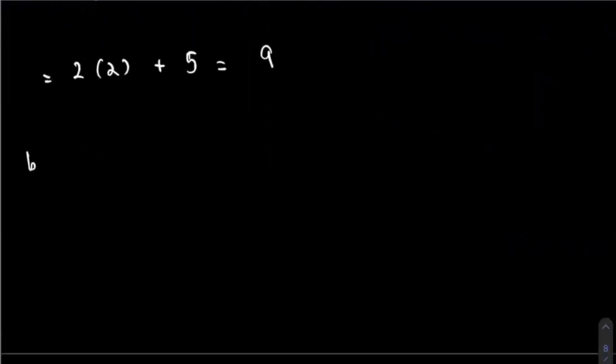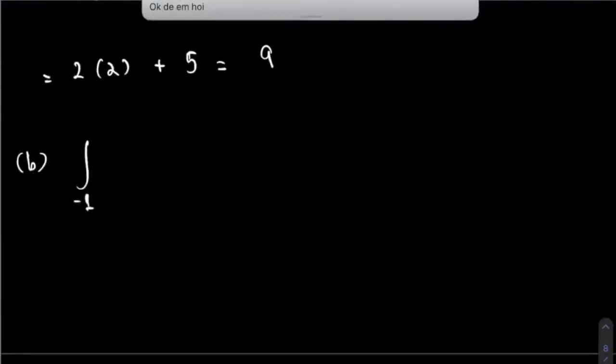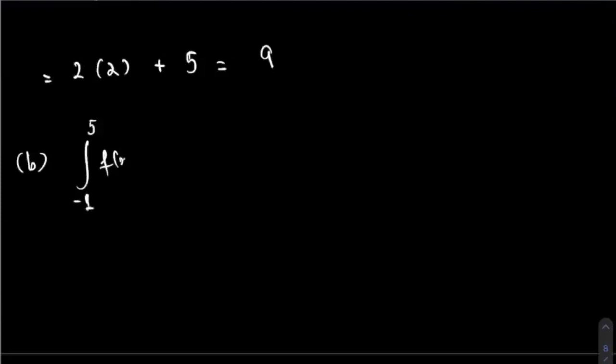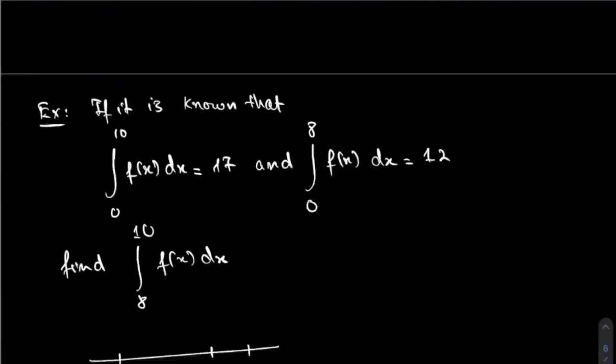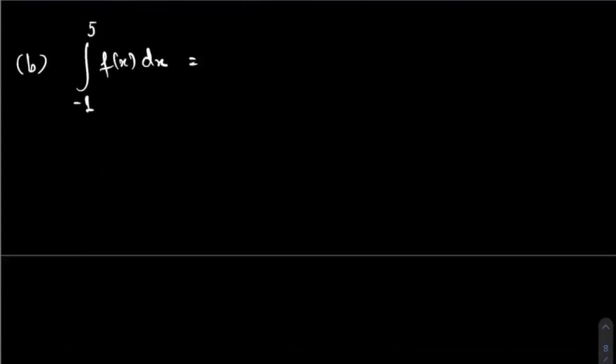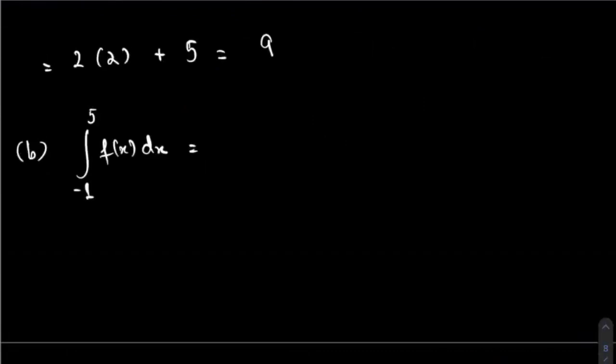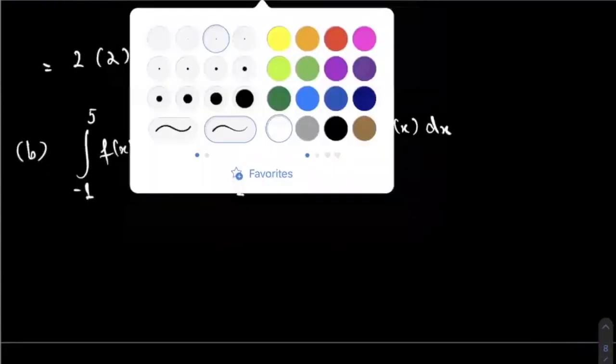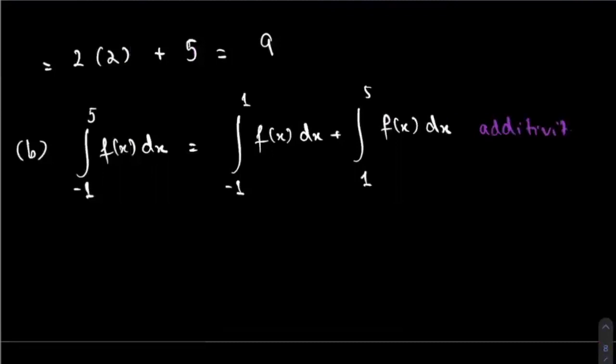For B, you find the definite integral from -1 to 5 of f of x dx. The interval you are considering is from -1 to 5, and the problem gives you the intervals from -1 to 1 and from 1 to 5. So this is equal to the integral from -1 to 1 of f of x dx plus the integral from 1 to 5 of f of x dx. This is the additivity property. The integral from -1 to 1 of f of x dx is equal to 2, plus the integral from 1 to 5 of f of x dx, which is 3, is equal to 5. So that's the answer.